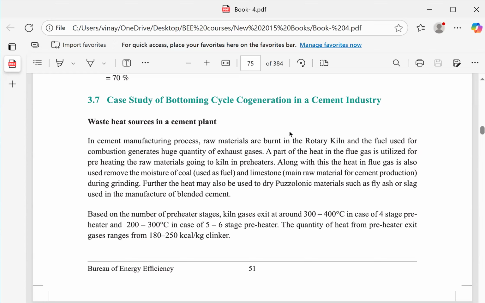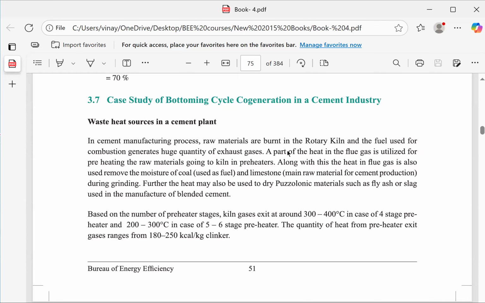This gas with so much temperature cannot be wasted into the atmosphere. So they divert this gas to HRSG, that means heat recovery steam generators, or waste heat recovery boilers, WHRB. And those boilers will generate steam from the water using the heat in waste gases. So electricity generation is subsequent. First use is for the process, bottoming cycle.